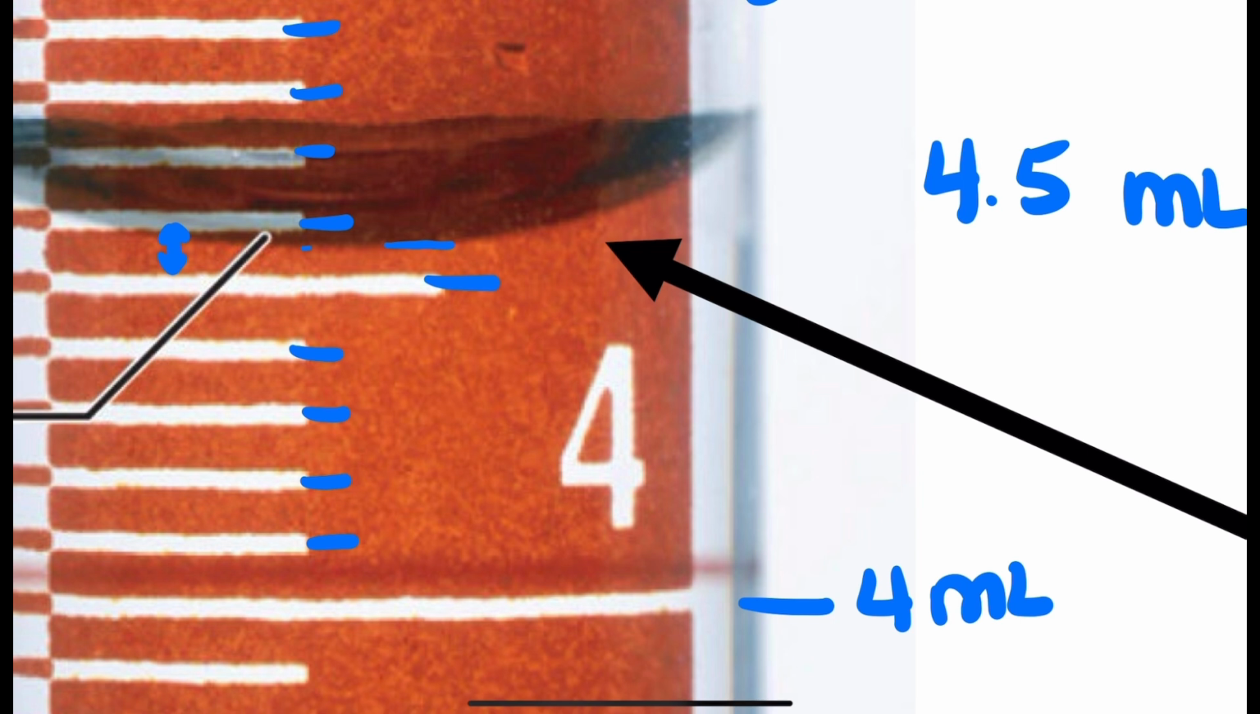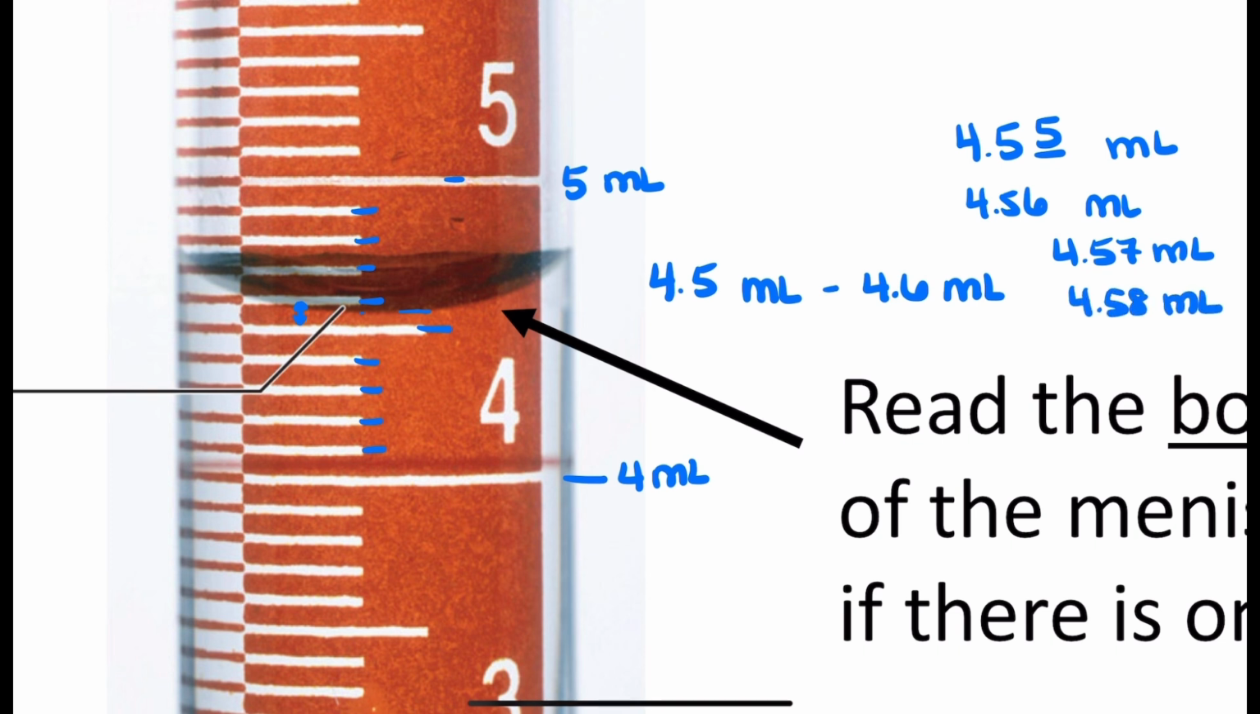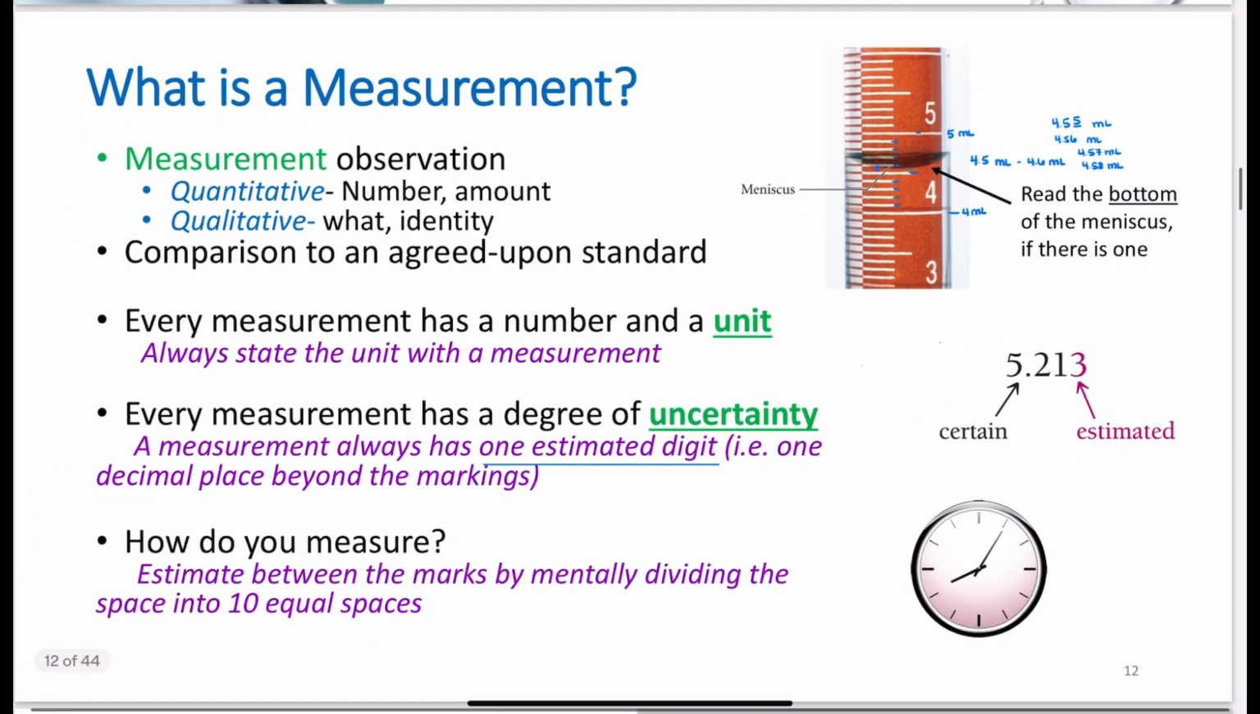Now, some people may say 4.55. That's probably a little higher than halfway through, but it's an estimation. Some people will say 4.55. Probably not. It's probably closer, maybe 4.56, 4.57, 4.58. It's probably not 4.59 because I can see it pretty well.